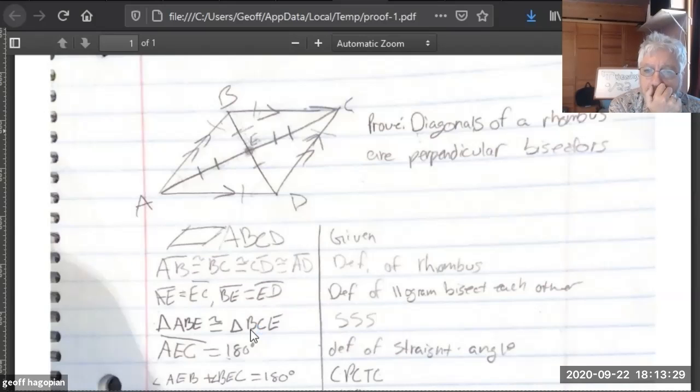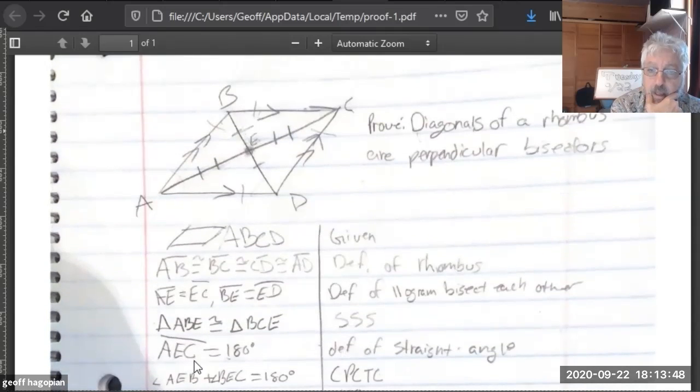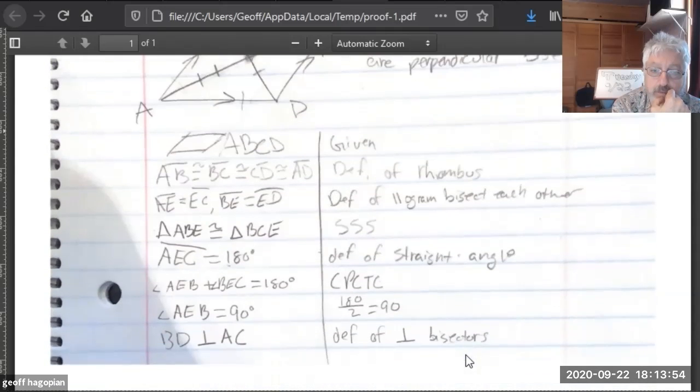Do we know that? Yeah, we have a common side, BE, right? And we have the other two sides also congruent. One because it's a bisector, the diagonal bisects, and the other is because of the definition of a rhombus, right? So side, side, side, that's a good justification. And then we have that angle AEC is 180 degrees. It's a straight angle, definition of straight angle, very good.